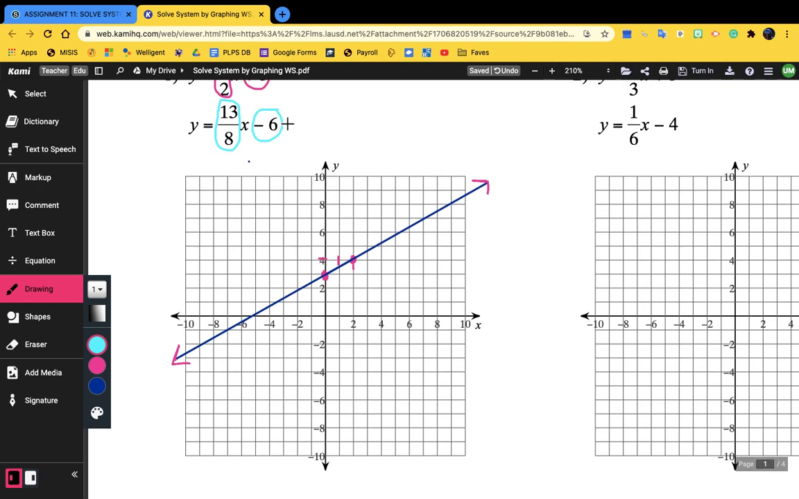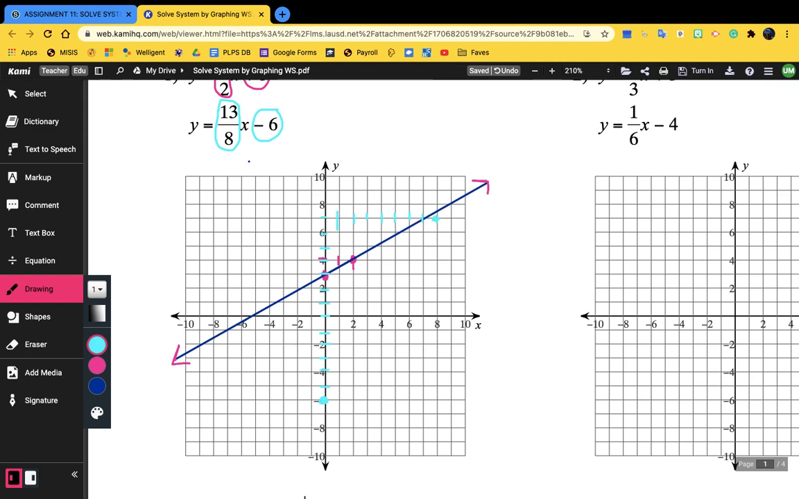I start on negative 6, which is my y-intercept. So I go down to negative 6 and I put my point there. And this says go up 13 and over 8 actually. So 1, 2, 3, 4, 5, 6, 7, 8, 9, 10, 11, 12, 13, and then to the right 8. 1, 2, 3, 4, 5, 6, 7, 8. So there's my second point there.